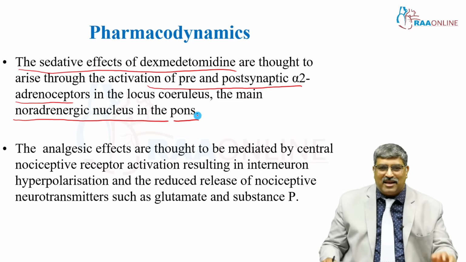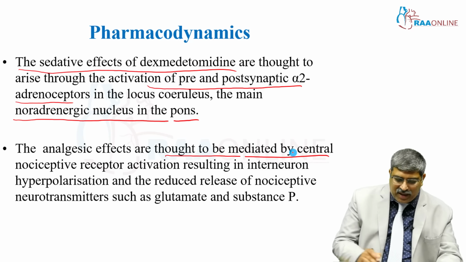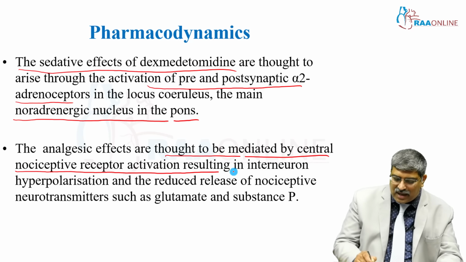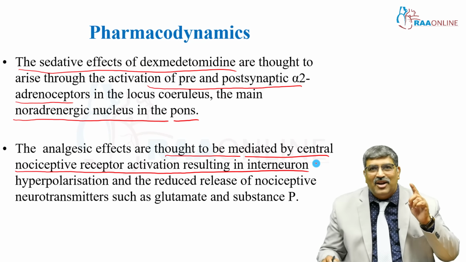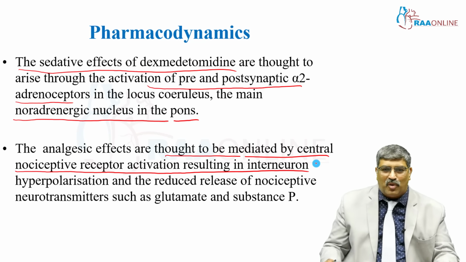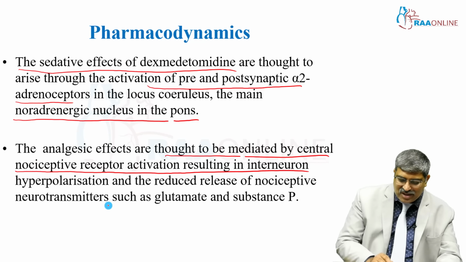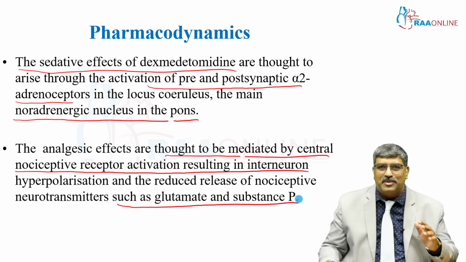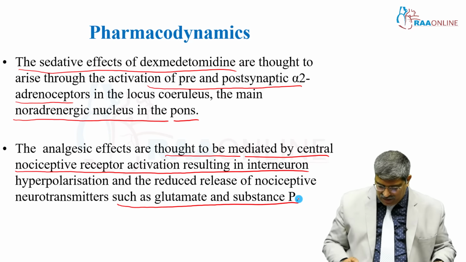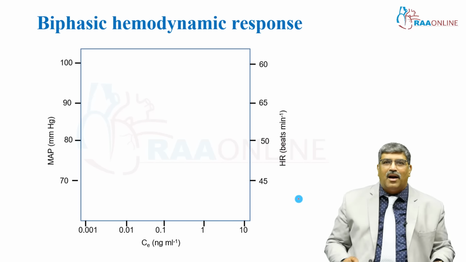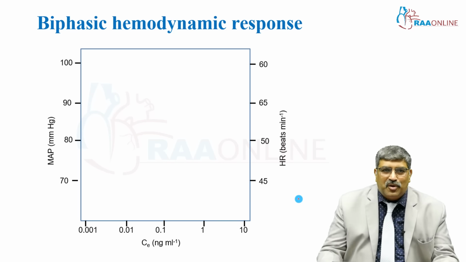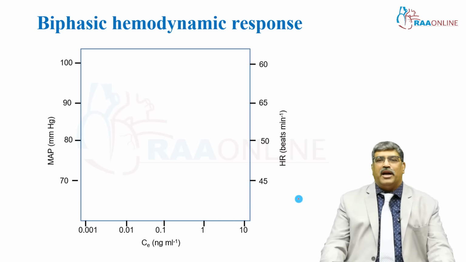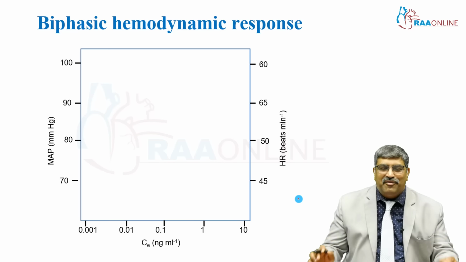The analgesic effect is thought to be mediated by central nociceptive receptor activation, resulting in interneuron hyperpolarization, thereby reducing the neurotransmitters like glutamate and substance P, which are all pain producing substances. And when you give dexmedetomidine, with regard to hemodynamics, there is a biphasic response.